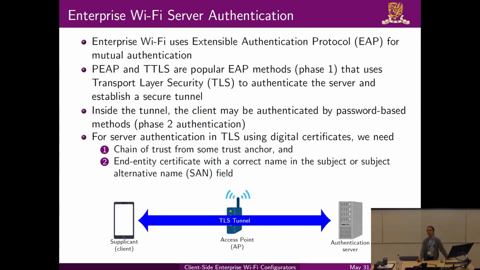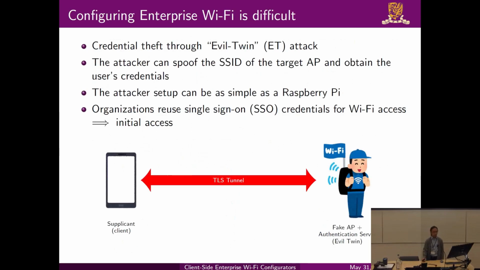And in order to authenticate the server, you first need a chain of trust that originates from some trust anchor. Also, the leaf certificate that you present to the client has to have the correct name in the subject or in some other SAN field in the certificate.